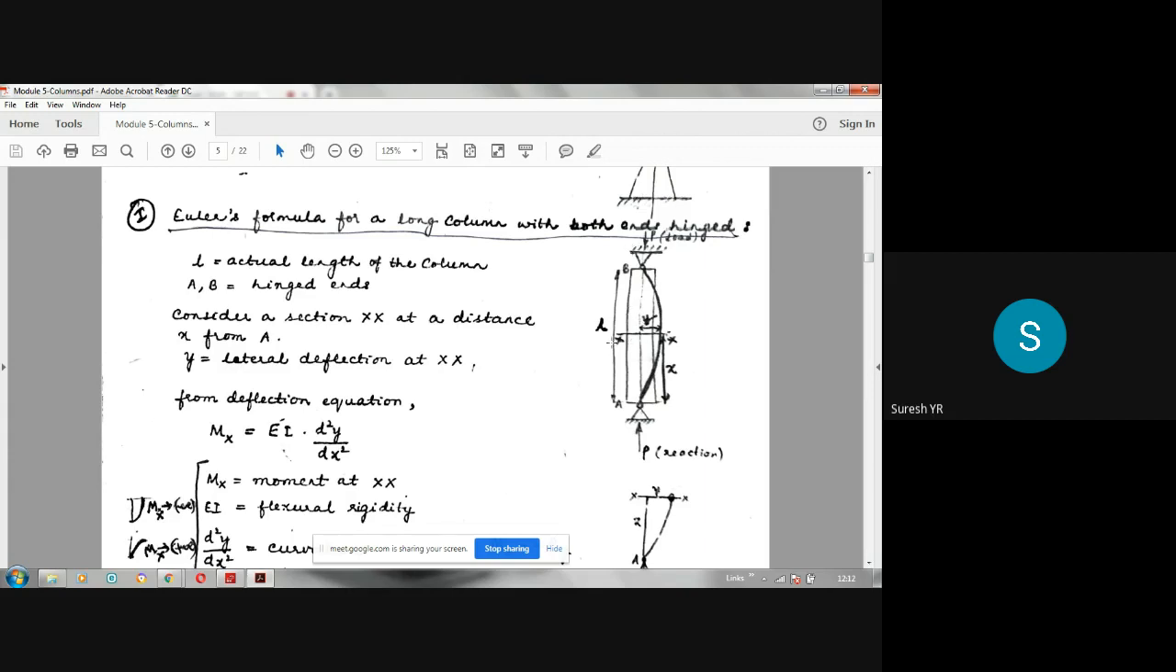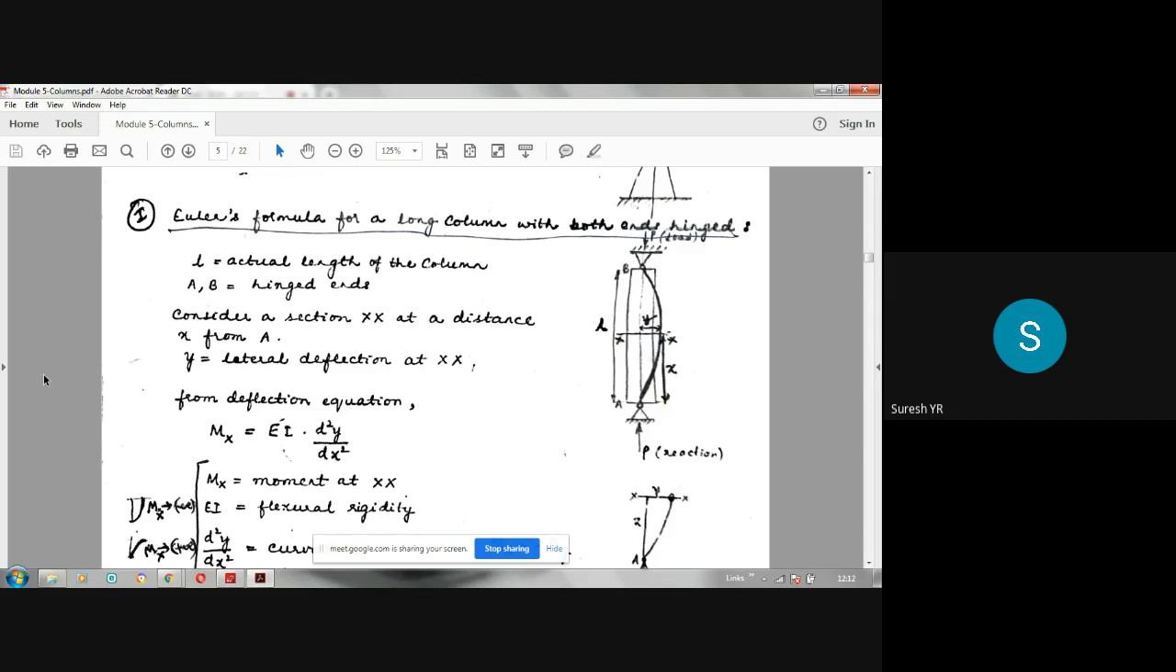And what you have to do is consider a section XX at a distance x from the bottom. So from the end A, you consider a section XX in this buckling, and the lateral deflection, we call it lateral deflection because it is horizontal, at that XX, I will take as y, small y. Here y is the lateral deflection at section XX, which is at a distance x from the bottom. Please note that x is measured from A to B. So x is equal to 0 at A and x is equal to L at B. When you are using the boundary condition, you should know the values of x. At A, x is equal to 0. At B, x is equal to L. And at any section XX, at a distance x from the end A, the lateral deflection is y.